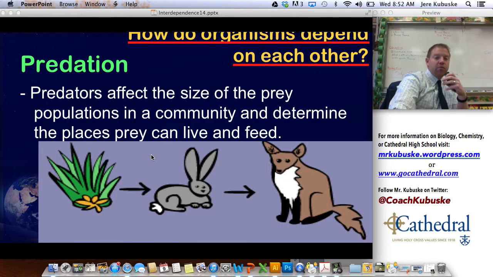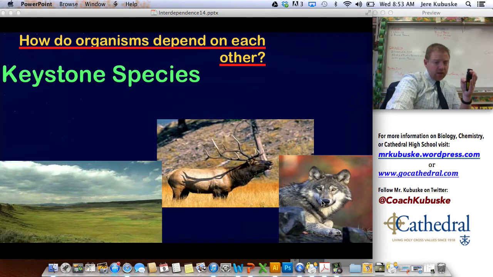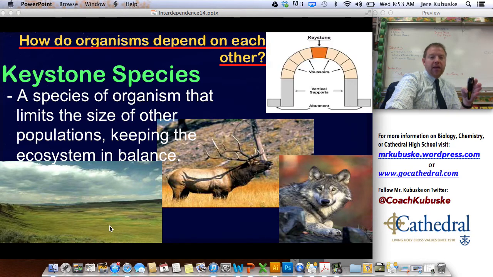Well, it has to do with predation, because remember, the predator is going to eat another type of consumer, something else that consumes that grass. And if we don't eat enough of them, then they may eat too much grass, and that could throw off the whole thing. So let's say we have an elk here that's eaten by this wolf. We call the wolf a keystone species because he keeps the elk population in check, meaning we're able to keep the ecosystem in balance.